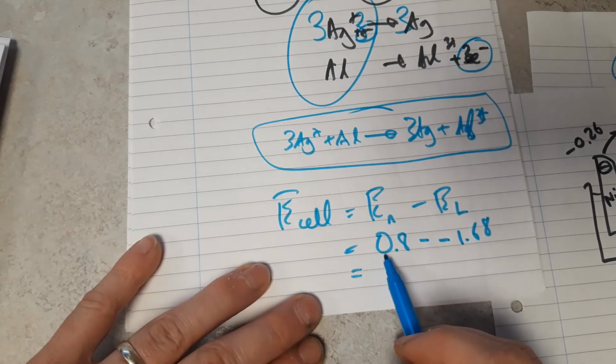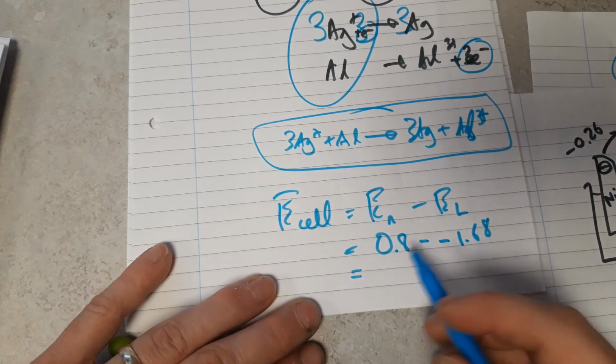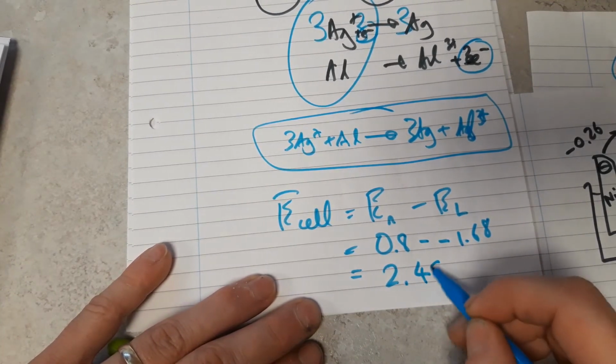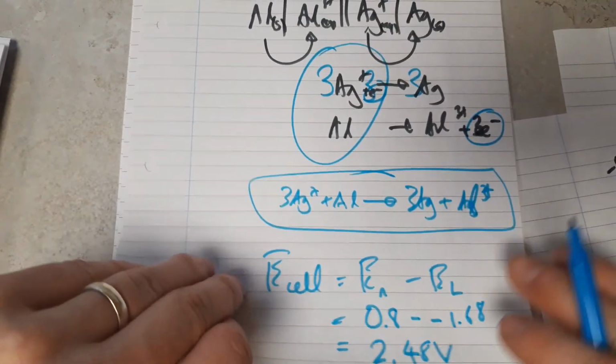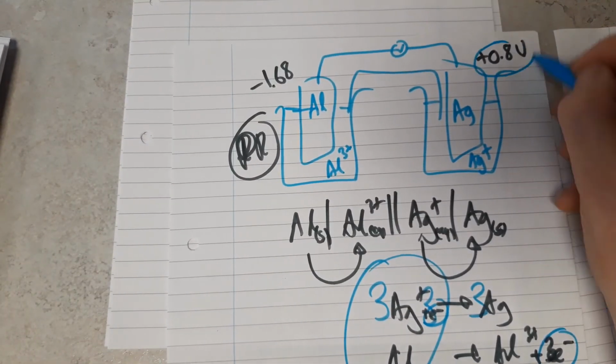That's the difference between positive 0.8 and minus 1.68. That is 2.48 volts. Okay, you getting the idea? That's how you do it. Alright, you draw the cell, you'll get the numbers in the exam.